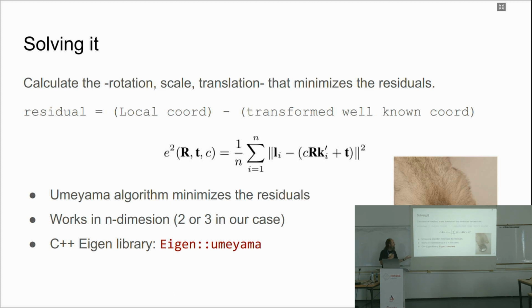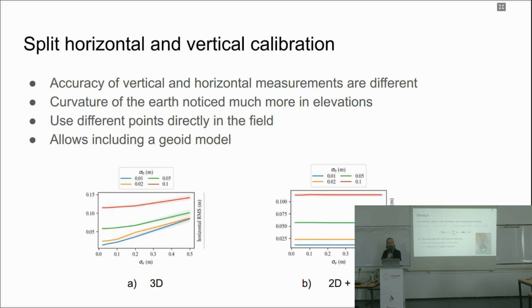There's a well-known algorithm published last century. There's Umeyama that minimizes that. It's demonstrated that this solution is the minimal. It works on any dimension. We are going to use 2 or 3, but if you're interested, this works on any dimension. And we are using the C++ Eigen library, that's open source as well, to solve this with this function, Eigen::Umeyama.